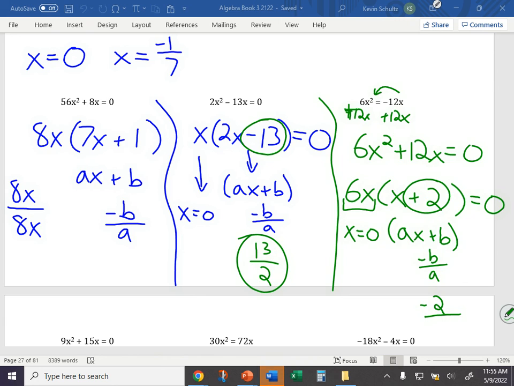And our a term, even though it's not written, is a 1. Negative 2 over 1 is the same as negative 2. And hopefully that's the answer that you all got by looking at it. What value for x makes that 0? Negative 2. But the formula holds true. It works. We got negative 2 as an answer for that one as well. Okay? Questions on any of this?